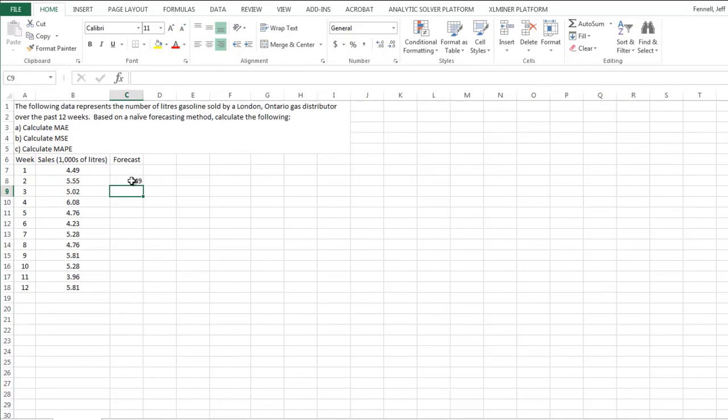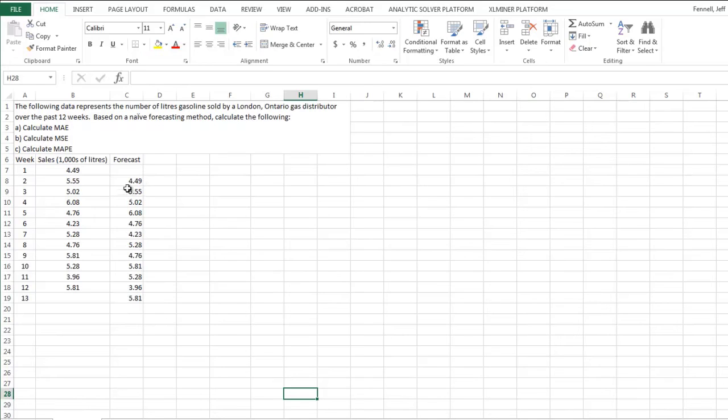Similarly, now that week 2 is done, we now have sales for week 2. We can go and predict what's going to happen in week 3. And we could have done that all the way along. And because I have sales for week 12, I could actually predict what would happen in week 13. So if I was to predict in this case what my sales for week 13 were going to be, I would say that this gasoline distributor is going to sell 5,810 liters in period 13. That would be my prediction.